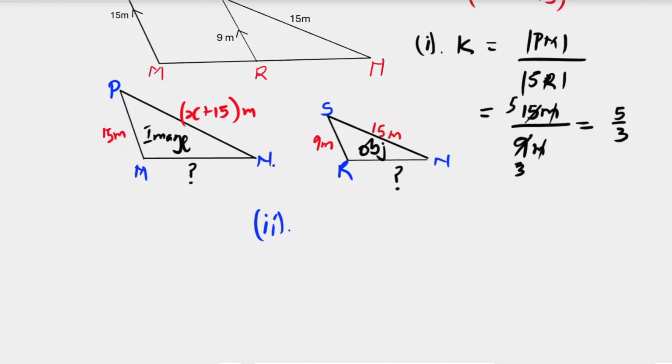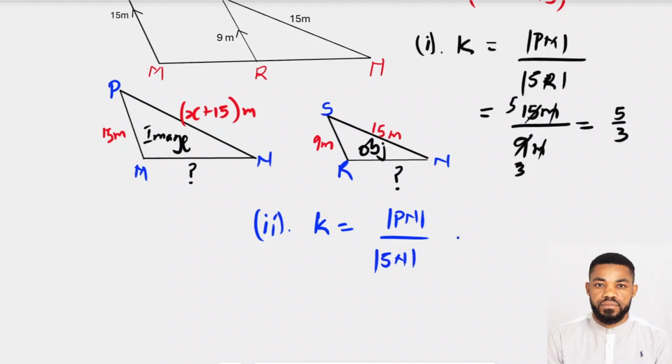So this time, since we want to find the value of X, we have to include the side PN and that of SN, just trying to find the scale factor. So we know that the scale factor, in terms of this size, is going to be the length of image, and the image length is going to be PN. So we have PN here, out of the corresponding length of object. So that's going to be SN for this one.